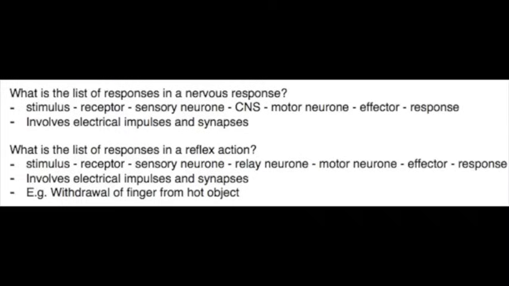Electrical impulses would then flow along your sensory neuron to your relay neuron this time, so we're not involving the conscious part of our brains. The electrical impulse passes along the motor neuron to your effector, which will be a muscle in your finger, which contracts to remove your hand or your finger away from that heat source.